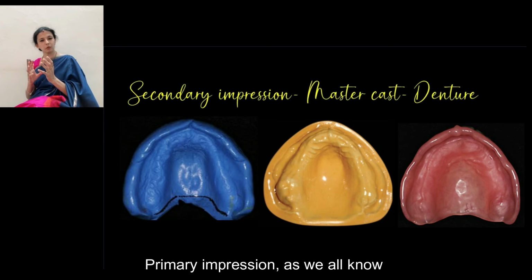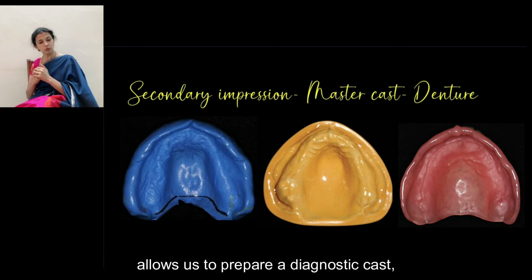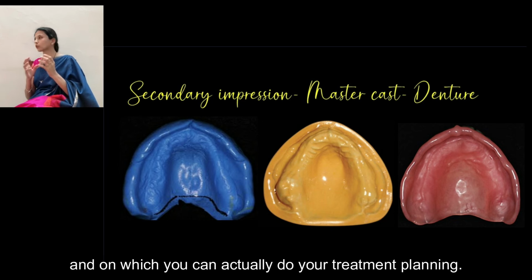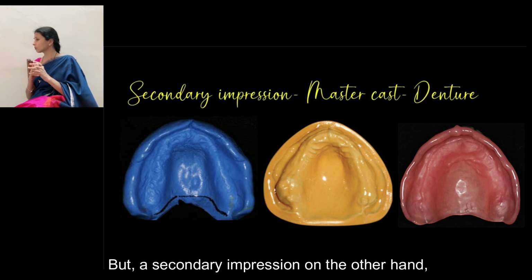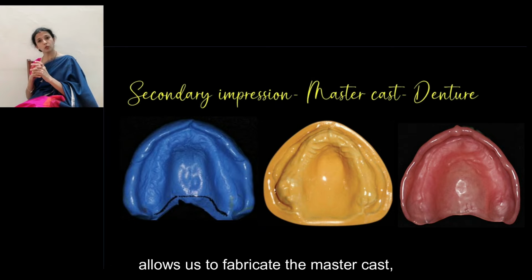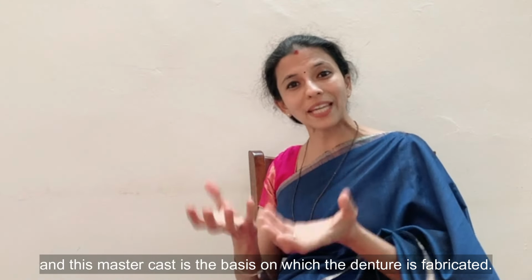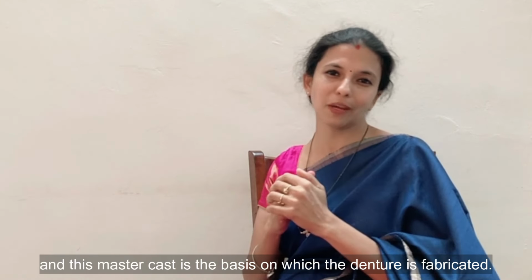Now when you talk about secondary impression, we need to differentiate it between the primary and the secondary. Primary impression, as we all know, allows us to prepare a diagnostic cast, or a preliminary cast, on which you can actually do your treatment planning. But a secondary impression, on the other hand, allows us to fabricate a master cast, and this master cast is the basis on which the denture is fabricated.